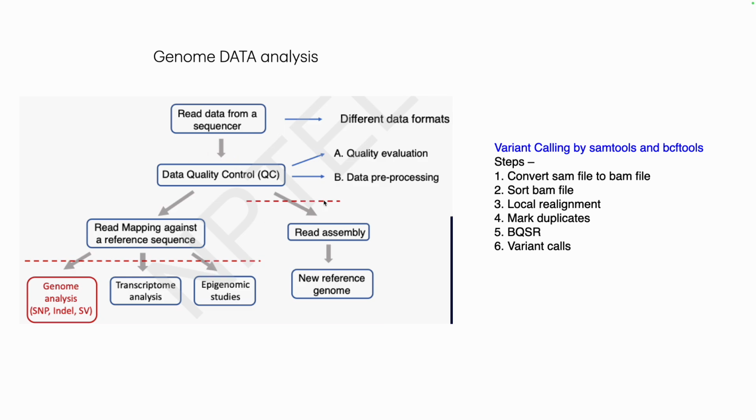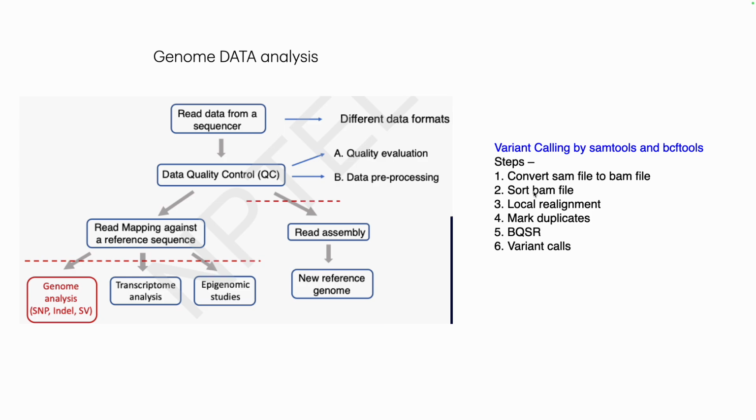So after read assembly, we got a .bam file. This gene variant that we will be getting, we call it variant calling. Variant calling means that we are calling for the variants which are present in the genome of our interest. For this, there are many steps. The variant calling is commonly done by SAMtools and BCFtools. So first, we convert the SAM file to a BAM file. SAM file is a text-based file. BAM file is a binary file.